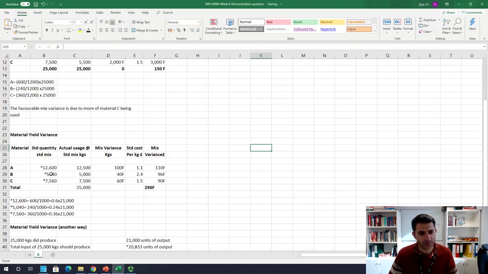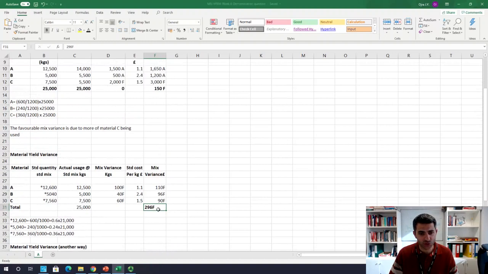So you need to do absolutely the same for the others, and at the end you can see that 296 pounds is favorable for the material yield. What does that mean? This means that we really have more output than we expected, which is great. So if you add 296, plus 150 favorable, they are both favorable.